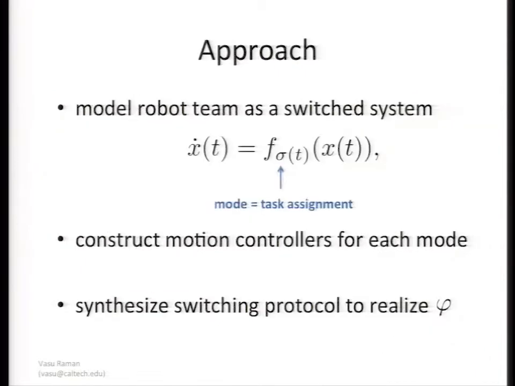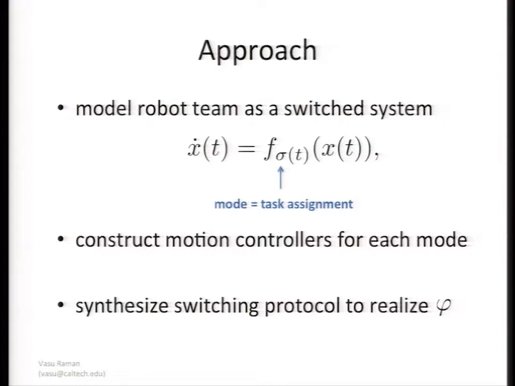The way I'm going to solve this problem is to model the robot team as a switched system in which the mode corresponds to the specific task assignment to each robot. I'm then going to construct motion controllers for each mode that drive the team of robots to a goal configuration specific to that mode. There are several ways of doing this in the existing literature, among which include approaches that partition the joint configuration space into polytopes and find local feedback laws to drive between adjacent cells. I can talk about this more in the interactive session if you come see me.